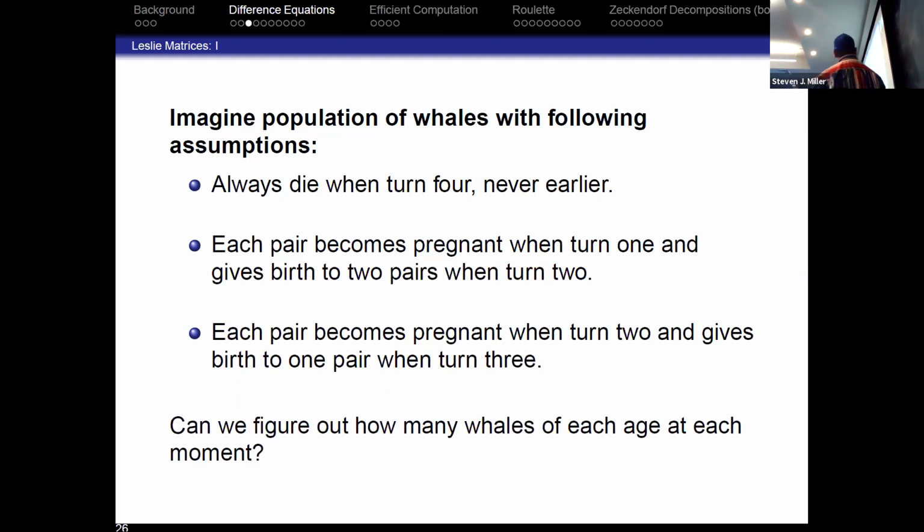So can we figure out how many reals of each age there are at each moment? So we assume we know how many reals there are at each age. Well, we can't, because this is completely deterministic. That's why this is so unreasonable. The real world is not completely deterministic, but it's often not a bad start.